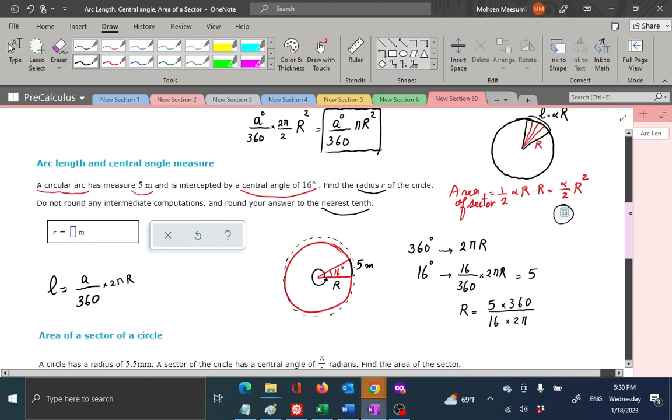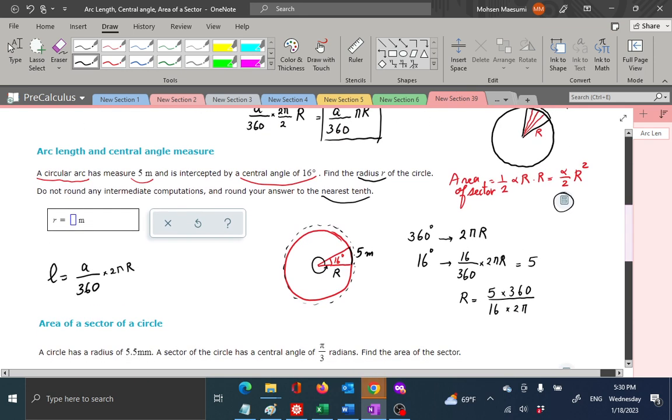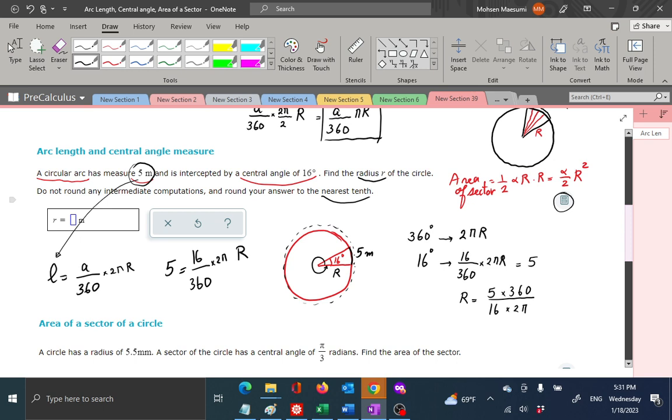All that you have to do now is to put in the various quantities that you have. So 5 is the length of the arc, A is 16 degrees, 360 is the fixture here, 2 pi, and then r is what we are after. So here's an equation. How do you solve it? You can multiply both sides by 360, and divide by 16, divide by 2 pi, and that gives you r.